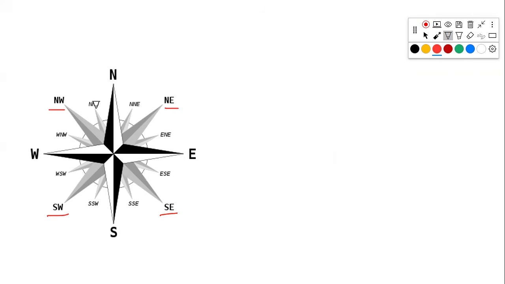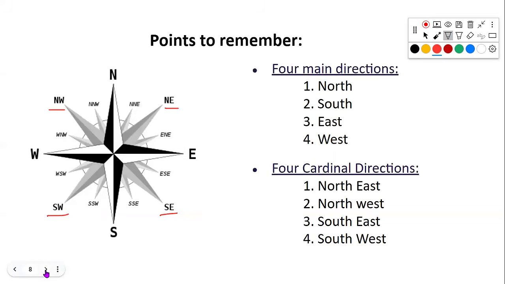These things are not required: north of northwest, north of northeast. Eight of them are required: north, south, east, west, northeast, northwest, southeast, southwest. That's it. So points to remember: four main directions and four cardinal directions. Only eight of them. I'll share the PDF with all of you.